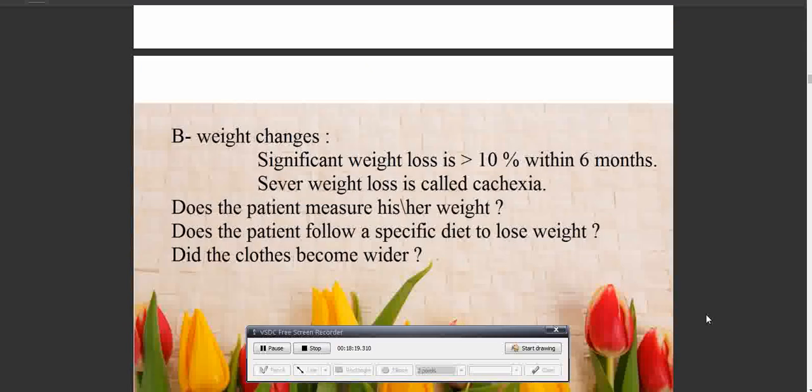Weight changes. Significant weight loss is more than 10% within 6 months. Severe weight loss is called cachexia. Ask whether the patient measured his or her weight, whether the patient follows a specific diet to lose weight, or whether the clothes became wider over a certain period. Those are just a few remarks that can help you denote the character or significance of the weight changes.